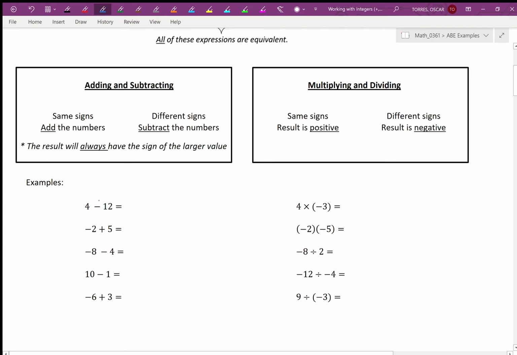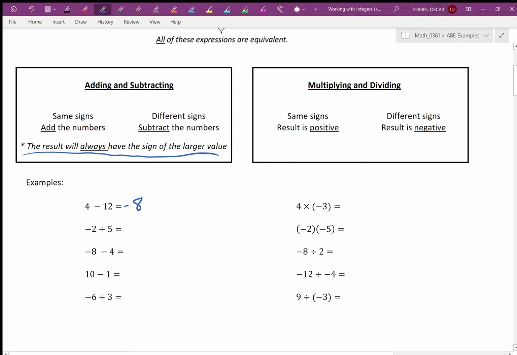So let's go ahead and do some practice problems. So for this first problem, we have 4 minus 12. If we identify the signs, the 4 is positive, the 12 is negative. That means they have different signs, so we're going to subtract the numbers. And by that I mean I'm going to ignore the fact that the 12 is negative. I'm going to take the larger number and subtract the smaller one. So 12 minus 4 is 8, so I can write an 8 down. But the result needs to have the sign of the larger value. Between the 4 and the 12, the higher value was the 12, ignoring the negative sign. And the 12 is negative, so my answer has to be negative. So my answer is negative 8 for this problem.